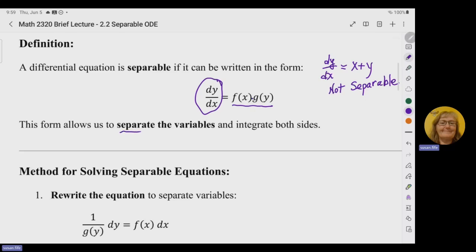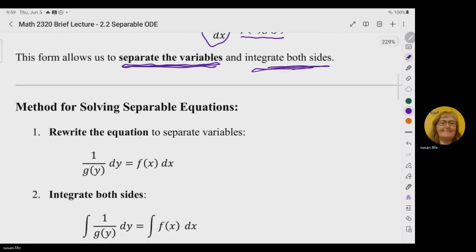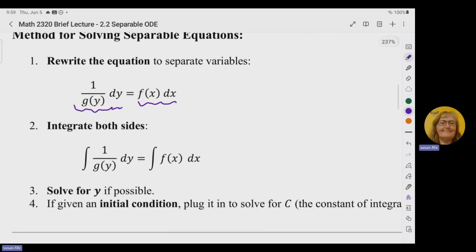So basically, to solve, you separate the variables and then integrate both sides. The method is separate the variables so that you have all y terms, including the differential of y on one side, and you have all x terms, your function of x, and the dx on the other side of the equation, and then integrate both sides of the equation.